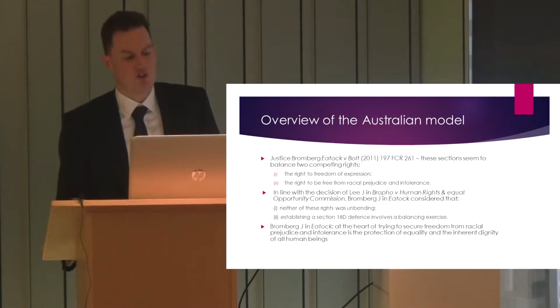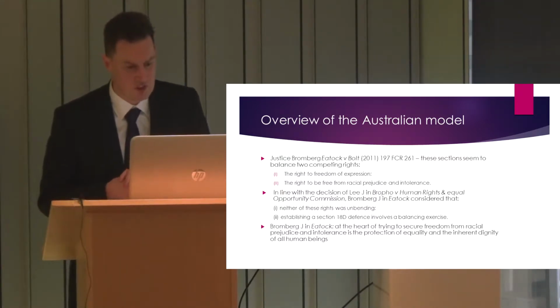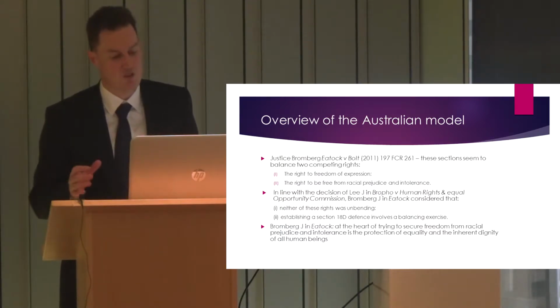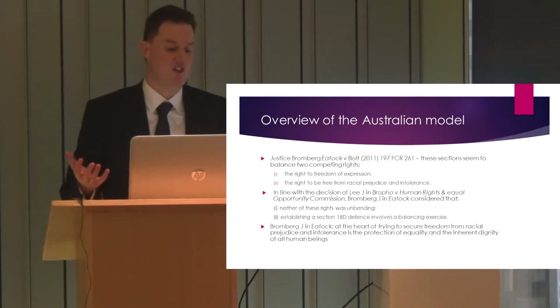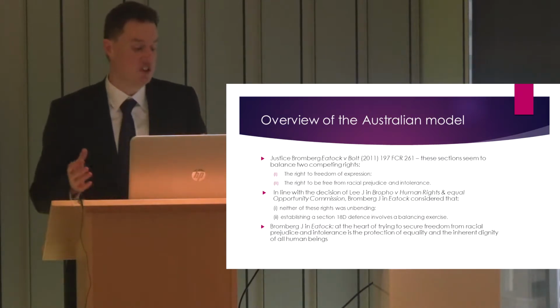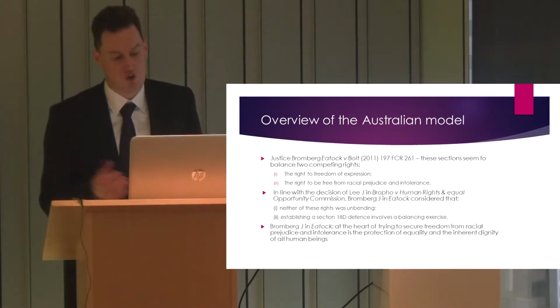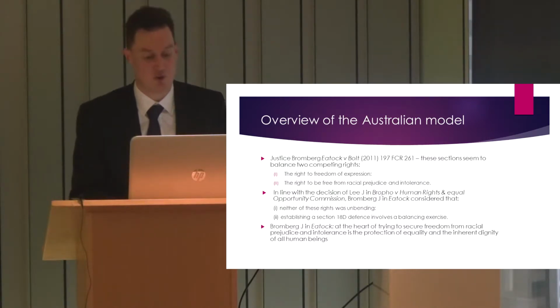In Eatock and Bolt, Justice Bromberg said that sections 18C and 18D were seeking to balance two competing rights: the right of freedom of expression and the right to be free from racial prejudice. And Justice Lee in Brough said that neither of these rights is unbending, and when looking at section 18C and 18D, you're essentially involved in a balancing exercise of those two rights, the right of freedom of expression and the right to be free from racial prejudice. And Justice Bromberg also considered in Eatock that at the heart of these provisions was trying to secure a society free of racial prejudice and intolerance, and protecting equality and the dignity of all human beings.